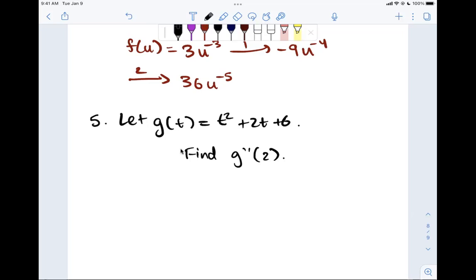Okay, so we're going to take the first derivative just by using the power rule. So the derivative of t squared is 2t, right? And then the derivative of 2t is 2. And the 6 goes away when we differentiate, that's just 0. And then we differentiate one more time. So this 2 goes away, and all we're left with is the derivative of 2t, which is 2. And so the 2 is our final answer.